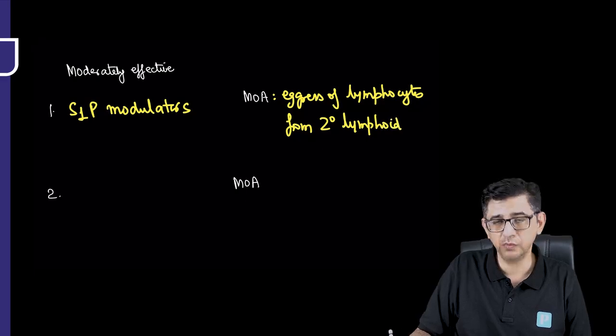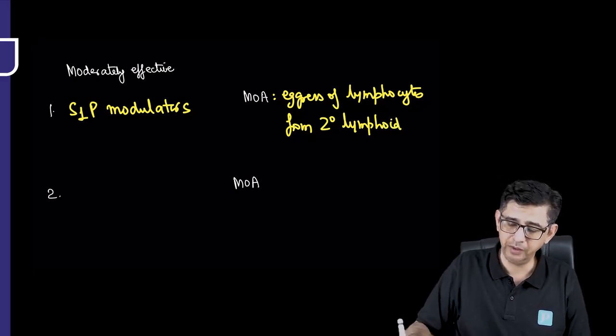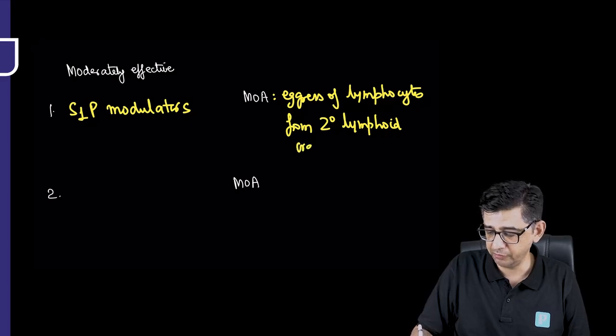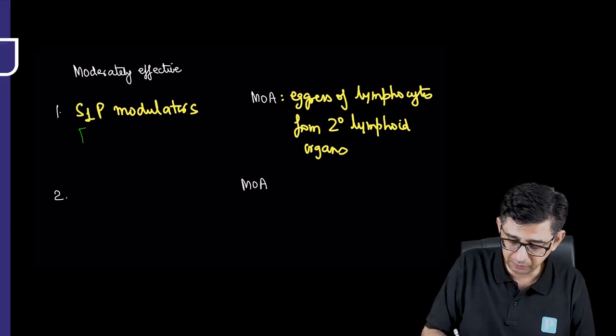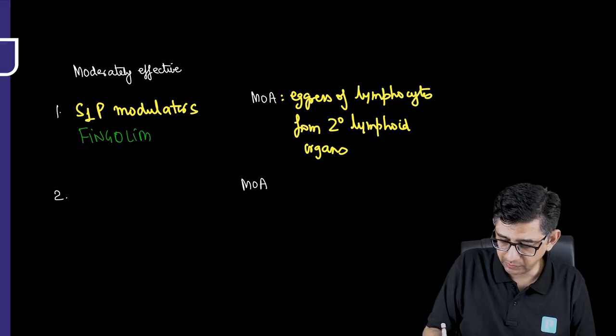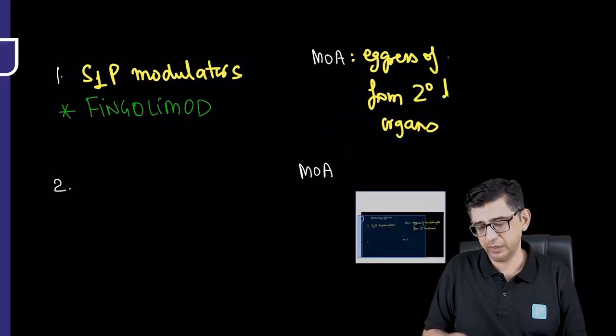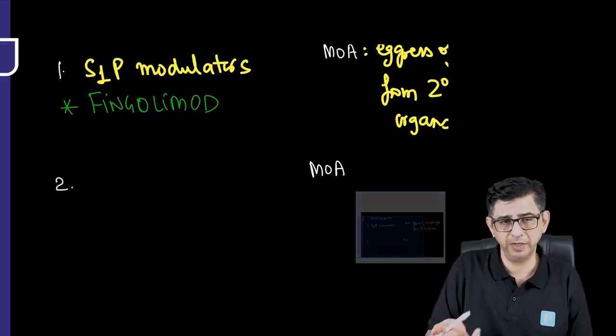The S1P modulator acts by preventing the egress of lymphocytes from secondary lymphoid organs. And what are the drugs available in this case? We have this molecule fingolimod. The side effect of fingolimod, I think, is the one which is probably going to be asked in the exam. I'll just write down the side effect in a while, but I can just mention another one.